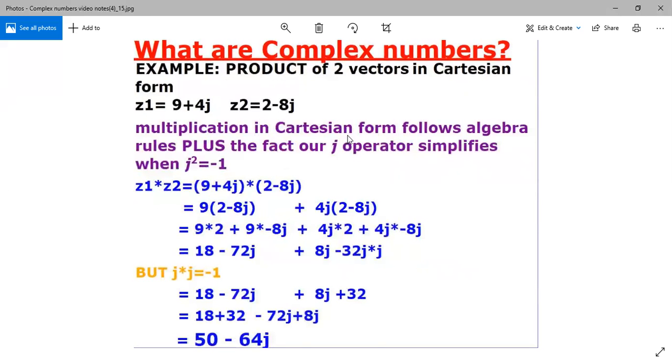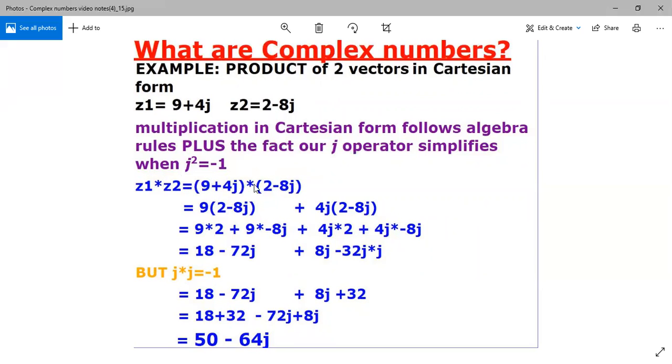What if we have the vectors in Cartesian form? If we have the vectors in Cartesian form, the solution to the product of two vectors is a little bit more involved in terms of algebra. So if we describe them in Cartesian form, we have one vector 9 plus 4j, for example, the other vector 2 minus 8j. We need to multiply out these brackets here to have the result of 4 multiplications.